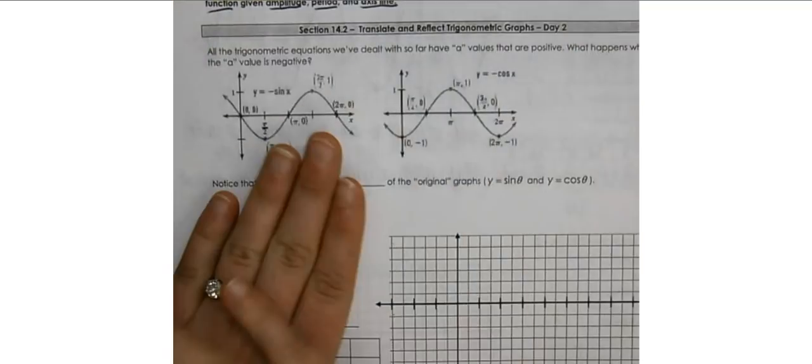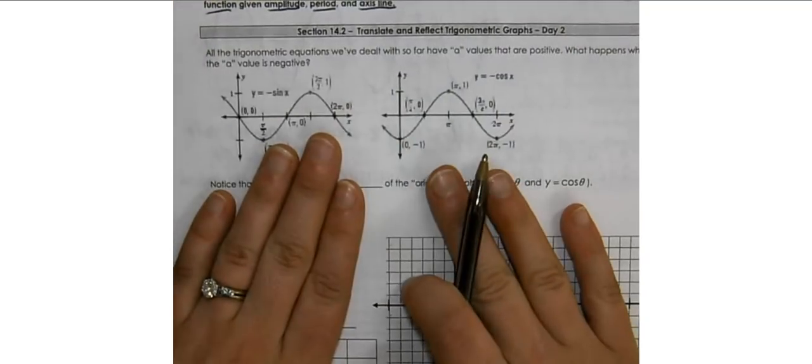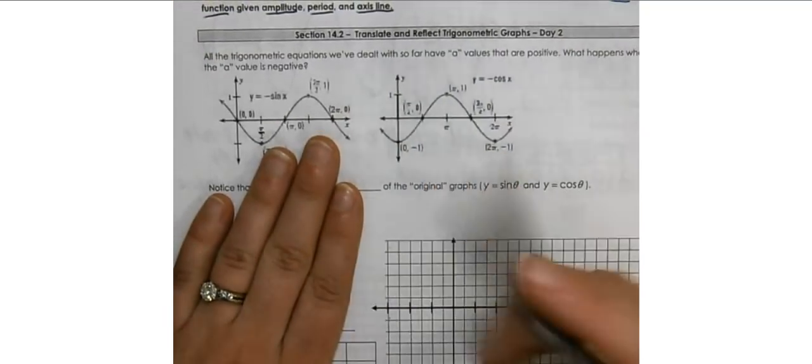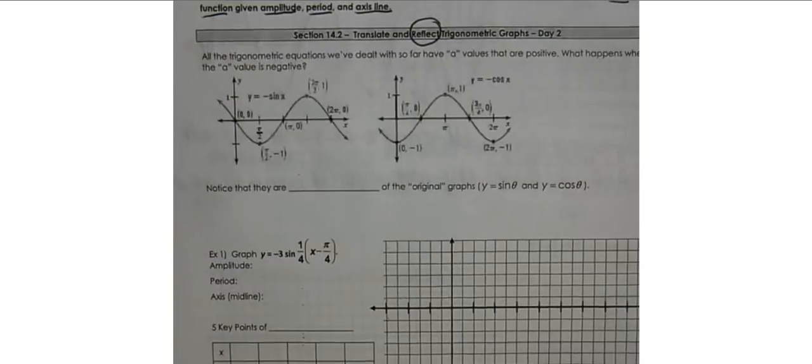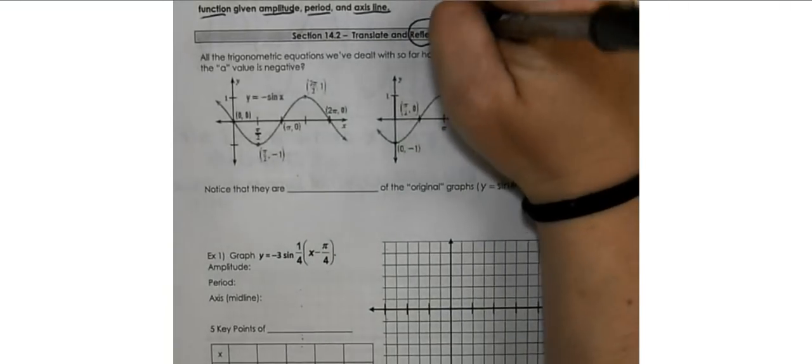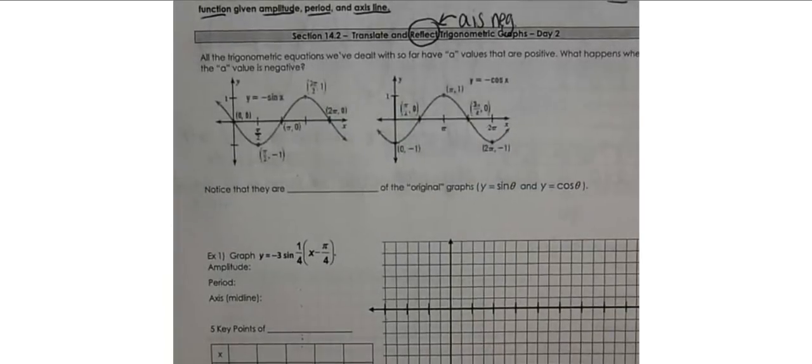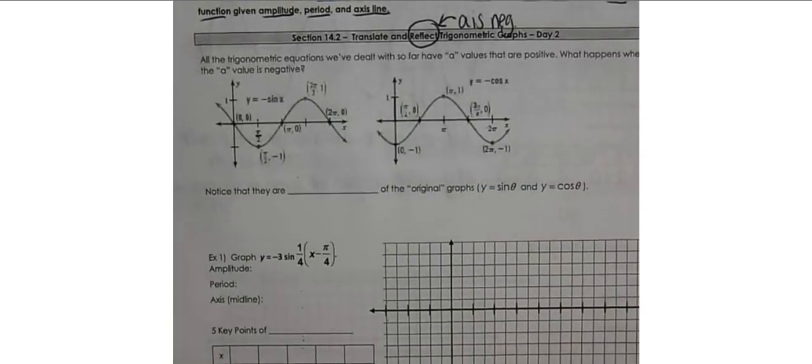One graph is a sine graph, and the other graph is a cosine graph. And this lesson is about how to translate and reflect trigonometric graphs. Now, whenever we have a reflection, that always means that our a value has to be negative, and that's what we're going to see. So we're still going to follow the same patterns for sine and cosine waves that we did before, only the difference is that they're going to be reversed.